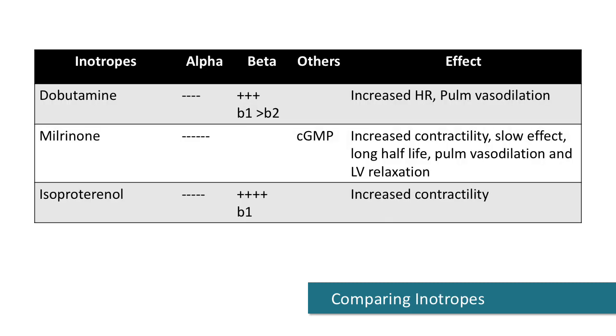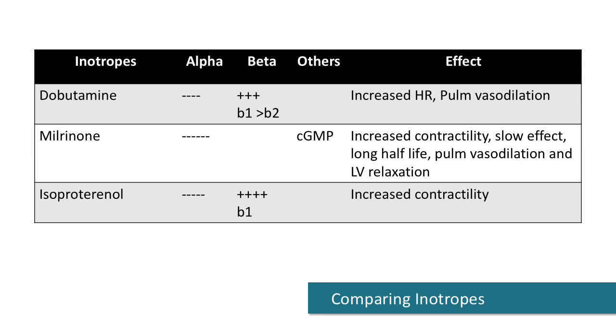A couple of inotropes that we oftentimes will see in the ICU. One will be dobutamine, which is the most common, which has primarily a beta effect, largely beta 1, much more than beta 2. The primary effect obviously will be to increase heart rate and also potentially lead to pulmonary vasodilation.